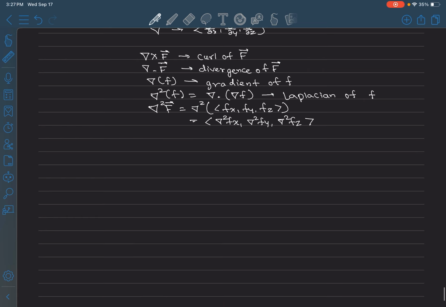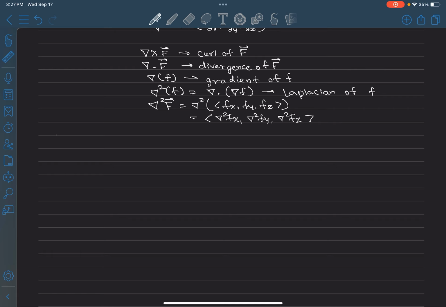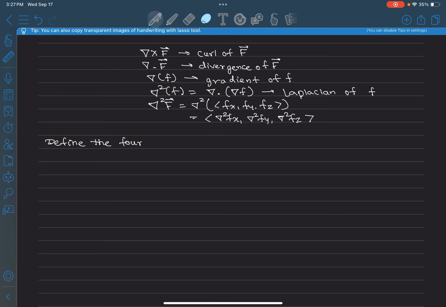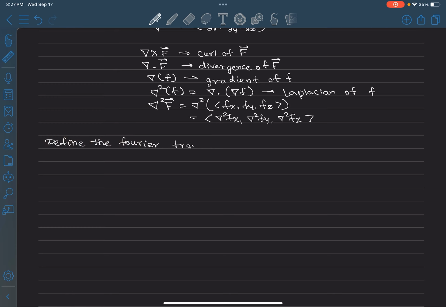For a vector function F of x, define the Fourier transform in this way. The Fourier transform will then be a function of k. This k is also a vector, in k space, in Fourier space. So basically, this is the Fourier transform of f whose input is this k vector. Each component of this k vector corresponds to its variables.